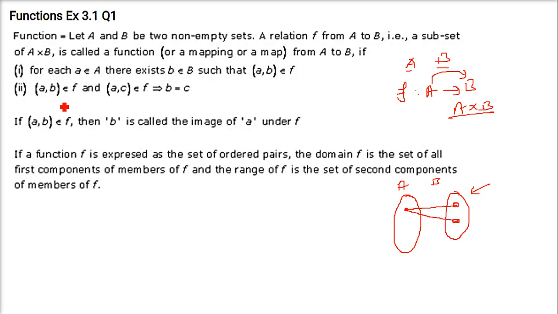And it is being said here also that if (a, b) is in F, that is A is related to B, then B is called the image of A. So if (a, b) belongs to F and (a, c) also belongs to this function F, then this will be a function only when b is equal to c. There cannot be two images of any element of A. So this b and c have to be equal. This is the crux.